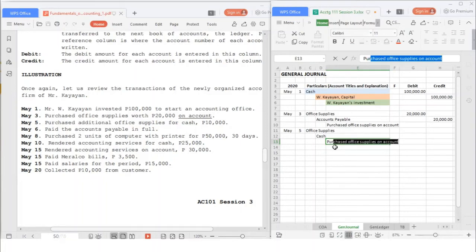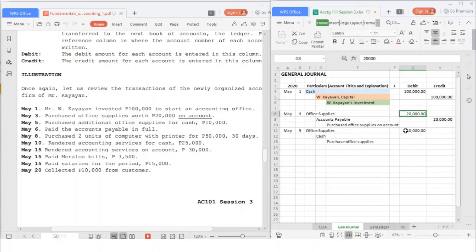So, have here purchase office supplies. Ana. So, the amount is 10,000. 10,000. So, there you have it.